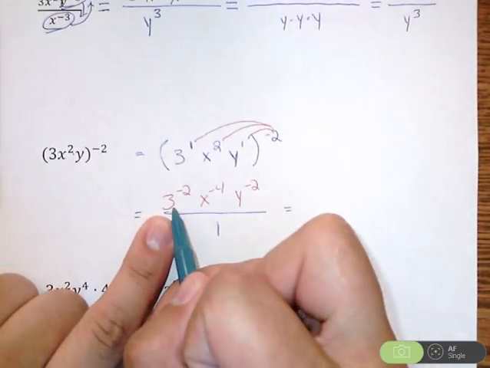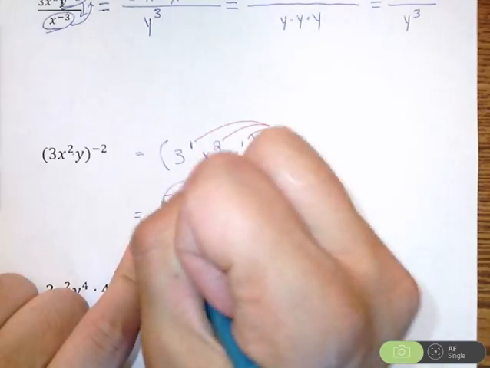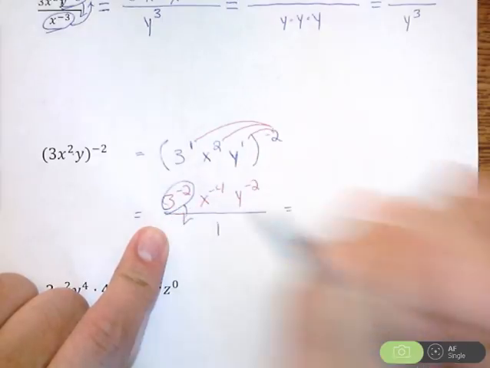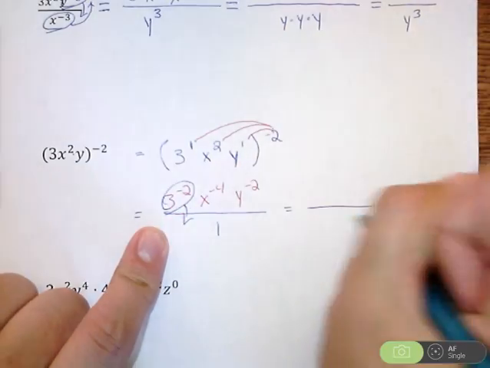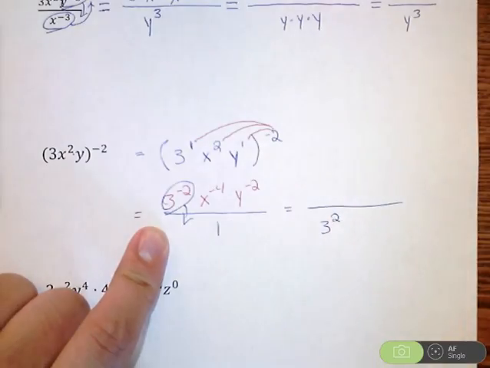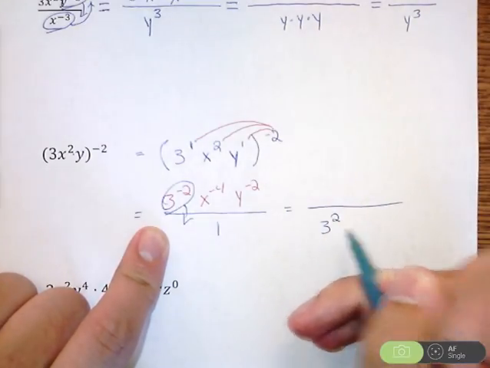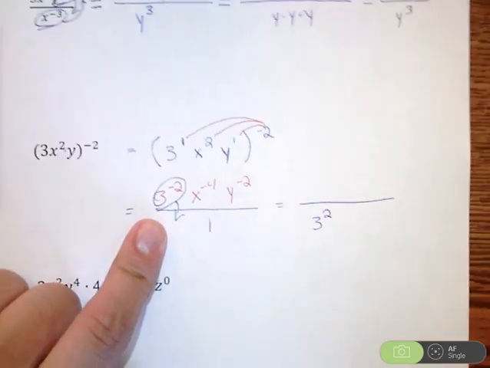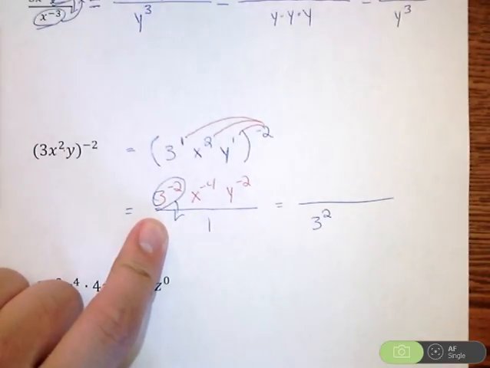So I start off with a 3 to the negative 2. Since that has a negative exponent, that 3 to negative 2, it's going to come to the bottom, and it's going to change to a positive 2. So we have 3 squared on the bottom. You could also write 9. I like the square being there just to kind of show how the property works.